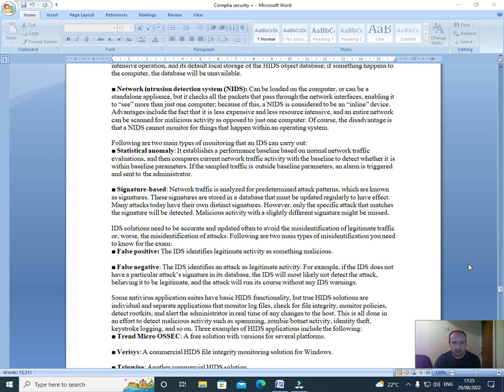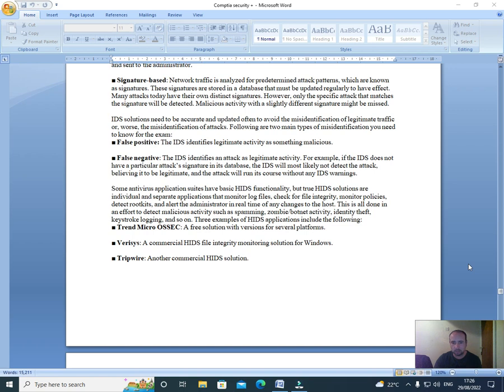IDS solutions need to be accurate and updated often to avoid misidentification of legitimate traffic, or worse, the misidentification of attacks. Following are two main types of misidentification you need to know for the exam. False positive. An IDS identifies legitimate traffic as something malicious. False negative. An IDS identifies an attack as legitimate activity. For example, if the IDS does not have a particular attack signature in its database, the IDS will most likely not detect the attack, believing it to be legitimate, and the attack will run its course without any IDS warnings.